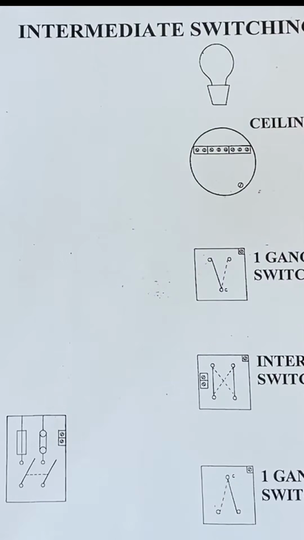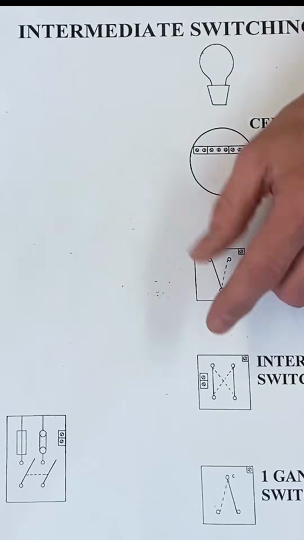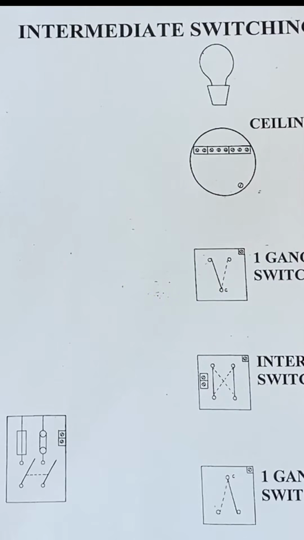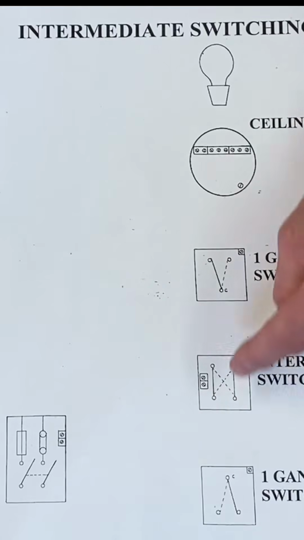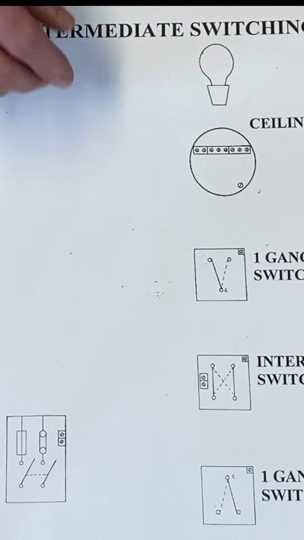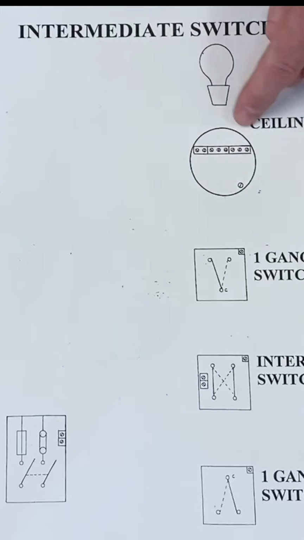Key question that is sometimes in multi-choice exams: how many intermediate switches can you have? An unlimited number of intermediate switches can control a lighting point, as long as each end has a two-way switch. Again, this is a wiring diagram, and as we said before, the connections within the ceiling rose.